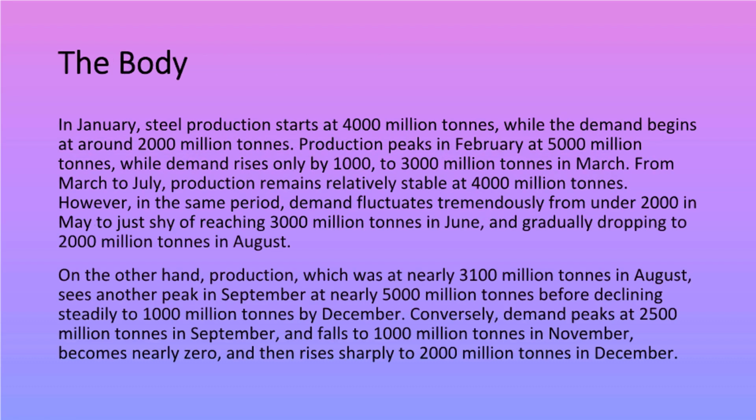In January, steel production starts at 4,000 million tons, while the demand begins at around 2,000 million tons. Production peaks in February at 5,000 million tons, while demand rises only by 1,000 to 3,000 million tons in March. From March to July, production remains relatively stable at 4,000 million tons.